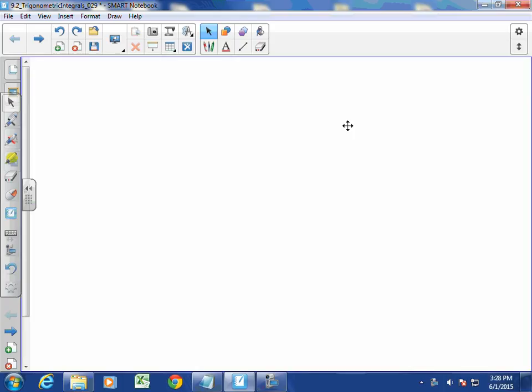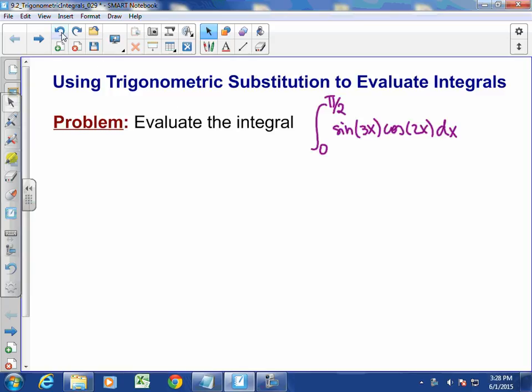In this video, we are going to do an example of integration where the integrand is the product of sine of mx by cosine of nx, and where m and n are not the same. So here's a problem. Evaluate the definite integral from 0 to pi over 2 of sine 3x cosine 2x dx.